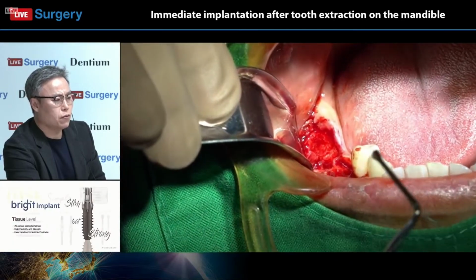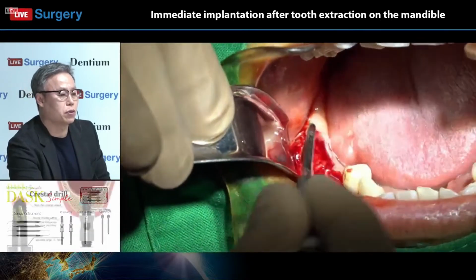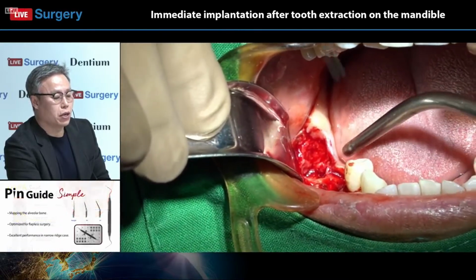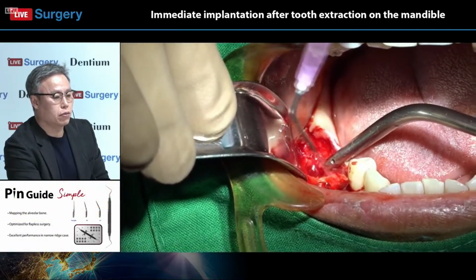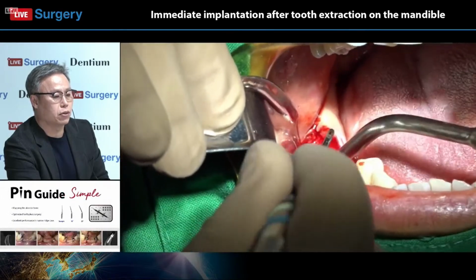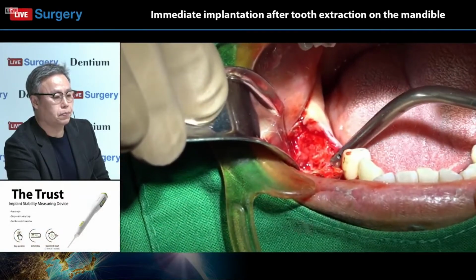Sometimes we have to cut it. I have been using also, I like to use the hemostat to remove the granulation tissue. Sometimes we can use the blade or the sharp instrument to cut the granulation tissue out.